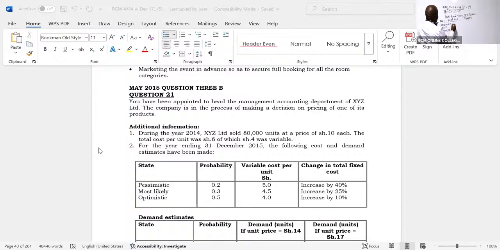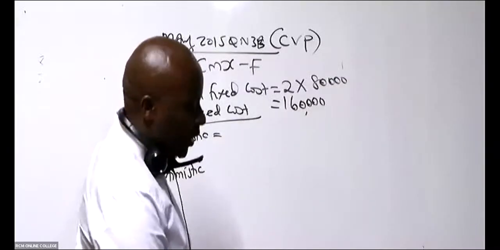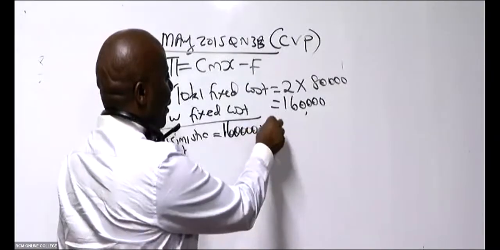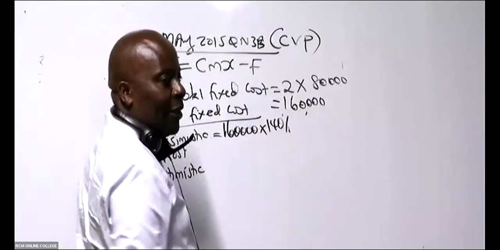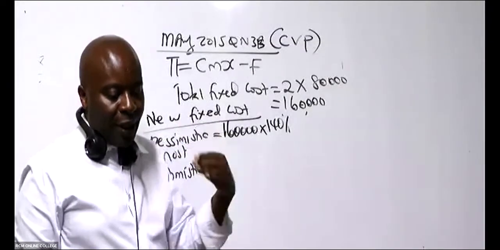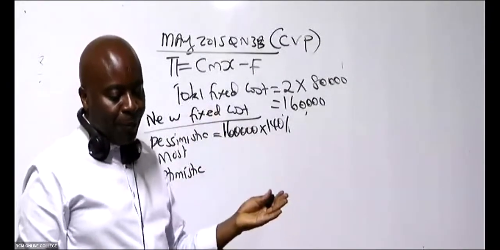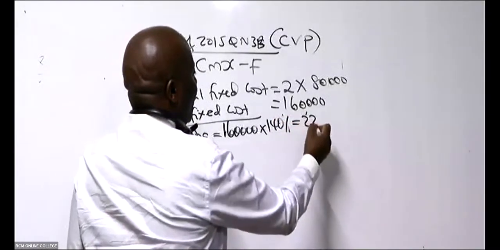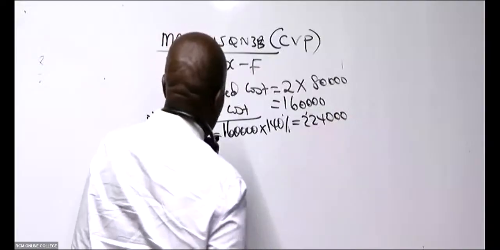Optimistic. So what have they told us about pessimistic? That the fixed cost will increase by, are you able to see this column here? Increase by 40%. So if it increases by 40%, then that one will be 160,000 times 140%, because normally it's 100. So if it's going to increase by 40%, you multiply it with 1.4, which somebody is telling me is 224,000. Thank you very much.